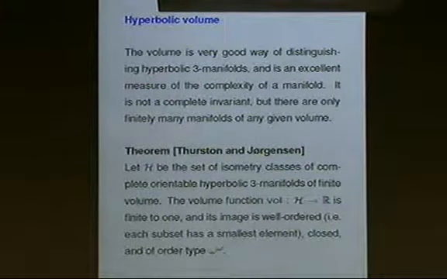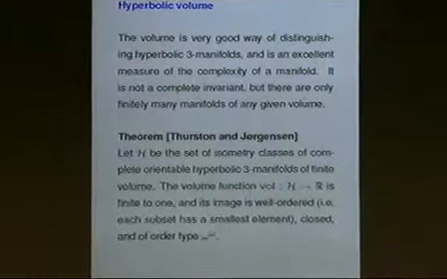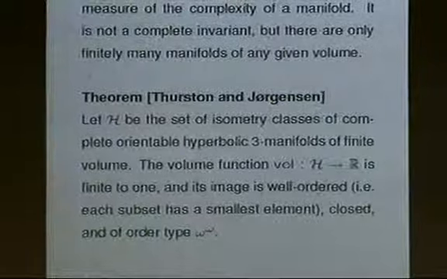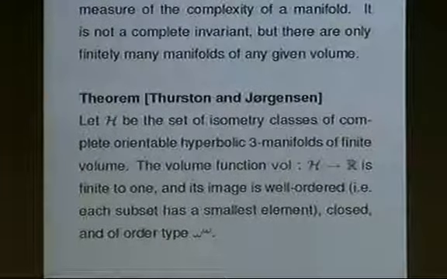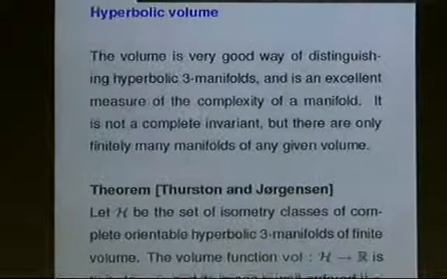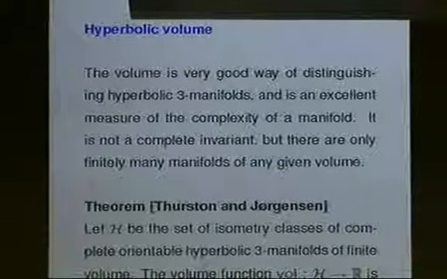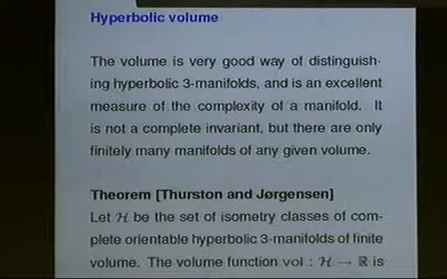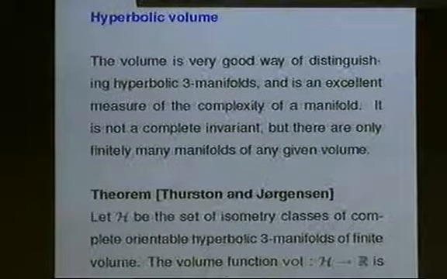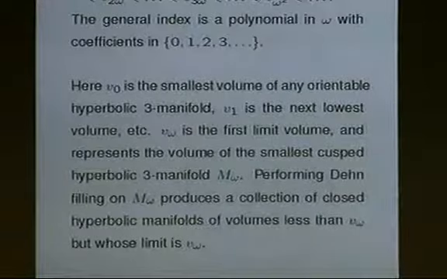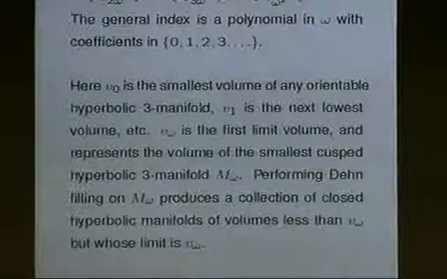The image is actually a well-ordered subset of the reals. That means each non-empty subset has a smallest element. So in particular, there's some smallest volume for hyperbolic manifolds. It's also a closed subset, and it's got an interesting kind of structure. It's so-called order type omega to the omega. Now, the last thing, what that means is the following.